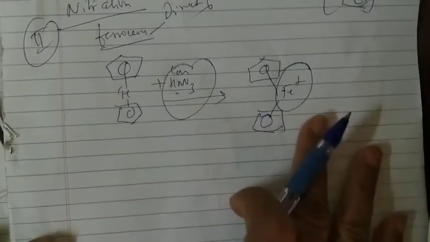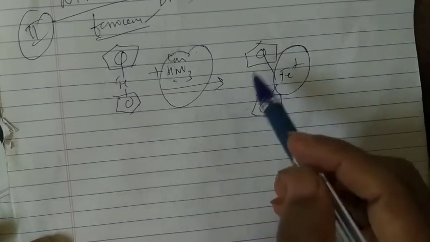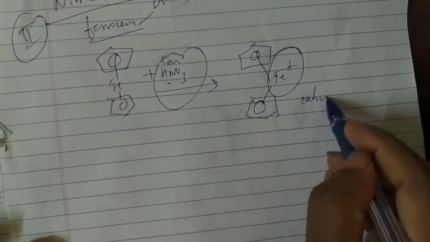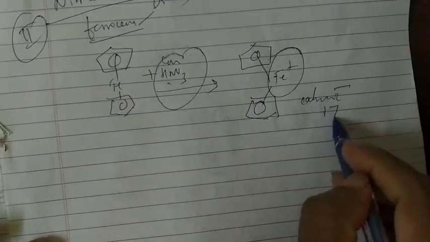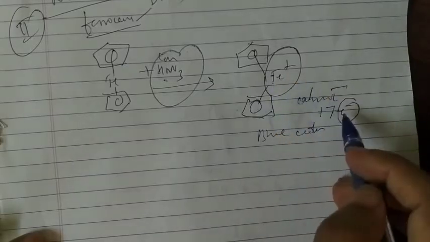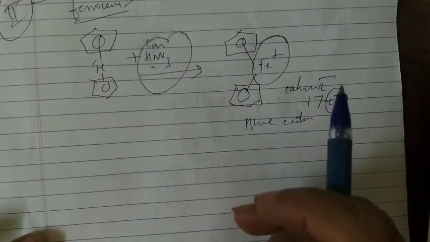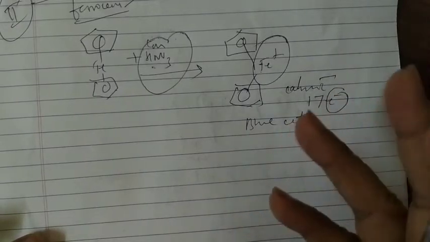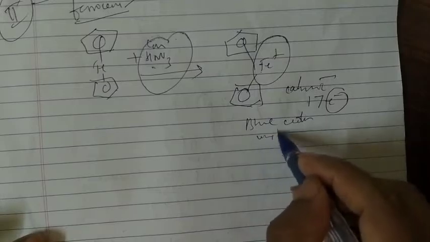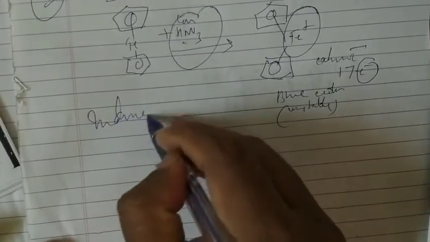So the 17 electron cationic ferrocene is formed. This is your cationic ferrocene, a 17 electron species, blue in color, a solid, and also in a highly unstable form. That's why this is not possible actually, so we are going to see the indirect way. If they ask why, you can give this reason.